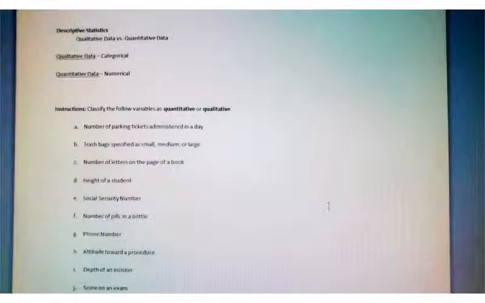In this first case, we have the number of parking tickets administered in a day. As many of you probably suspect, that is quantitative. It is numerical in nature. Trash bags specified as small, medium, large. Well, that's categorical. That would make it qualitative. Number of letters on the page of a book. Well, numerical in nature makes it quantitative.